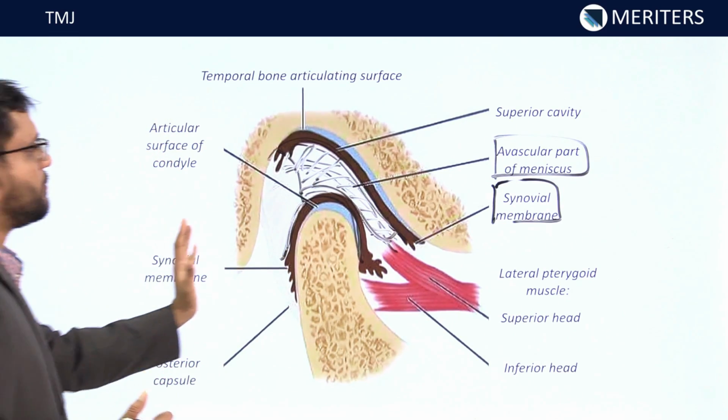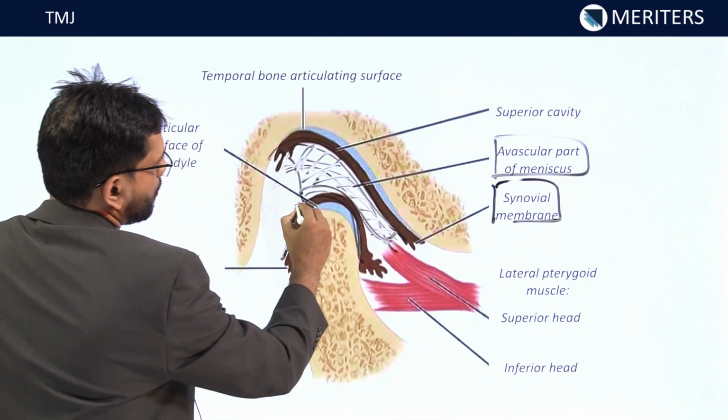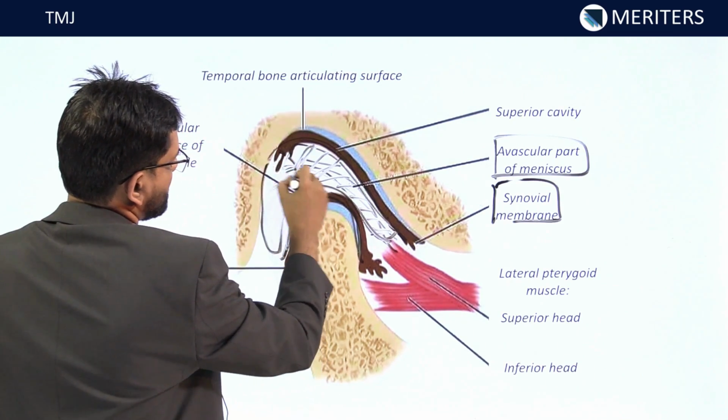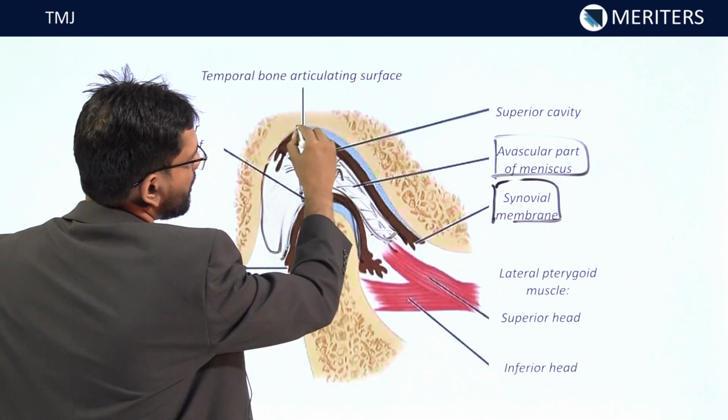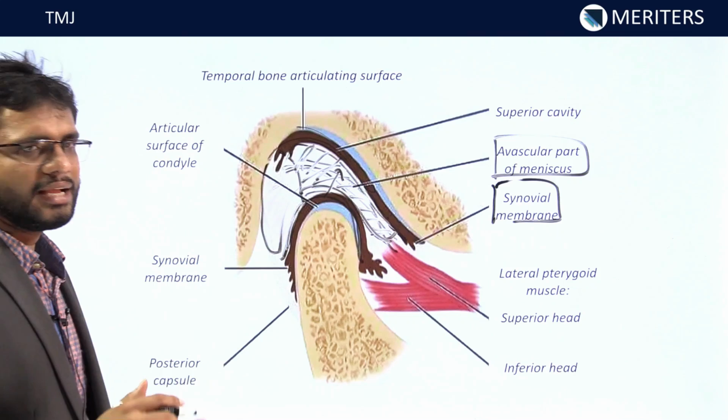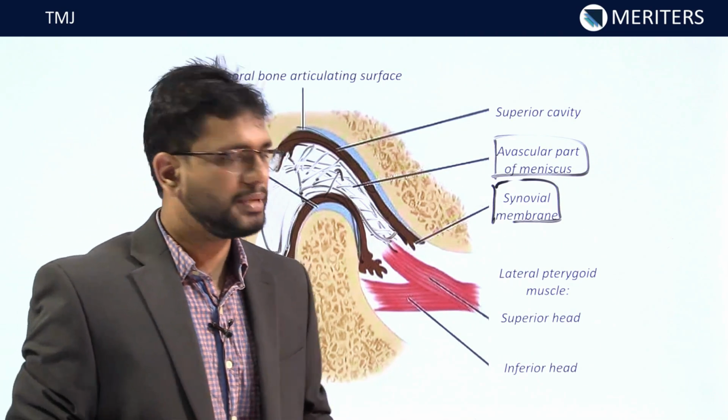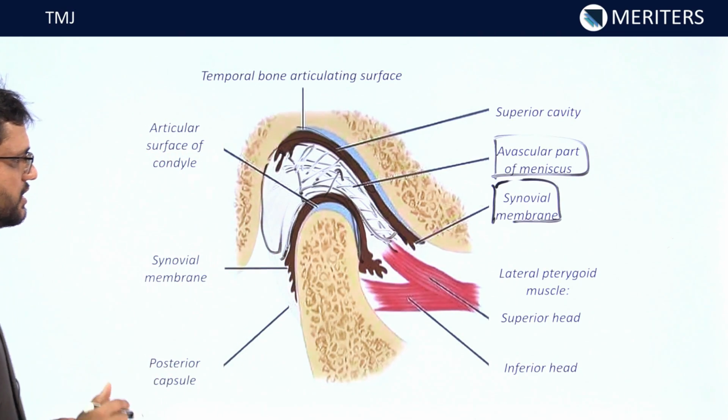Now sometimes the posterior part becomes flaccid, and the posterior part of the meniscus comes in contact with the condyle and the glenoid fossa. At that time there are chances of inflammation and pain. We'll discuss that as and when required.